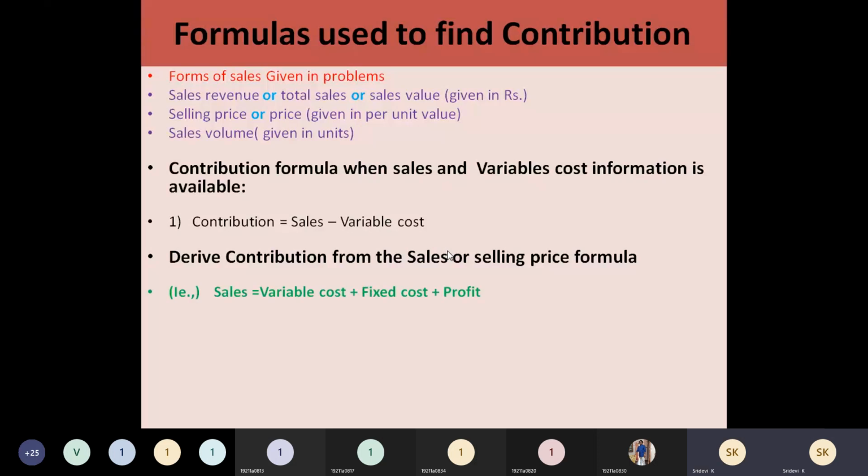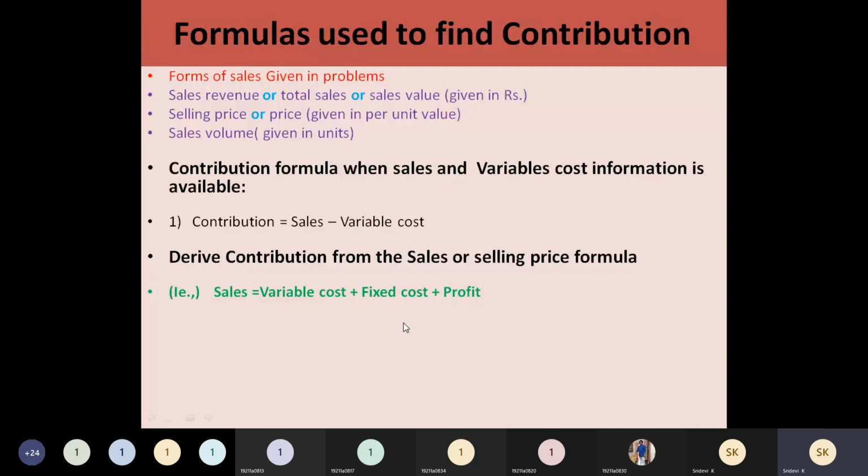And you can also derive this contribution formula from the selling price. So selling price is equal to, this formula you take here: selling price is equal to variable cost per unit plus fixed cost per unit plus profit. Or total sales is equal to total variable cost plus total fixed cost plus total profit. Whenever it is total, you take all the elements that you are adding in total. If sales is per unit, you have to take variable cost also per unit, fixed cost per unit and profit per unit.